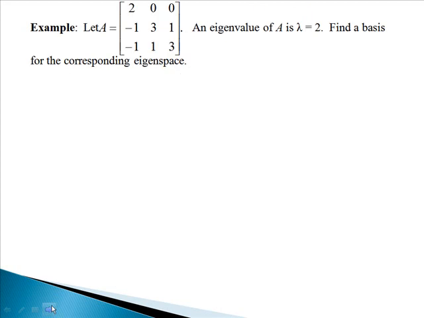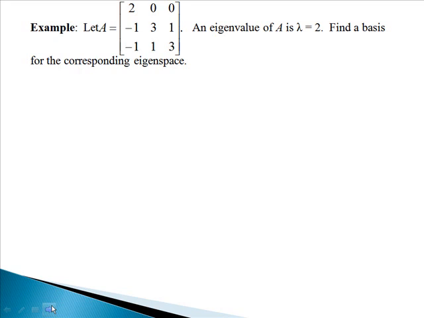In this example, we're going to let A be this matrix here. It's a 3 by 3. And an eigenvalue of A, we're told, is lambda equals 2. So what we want to do is find a basis for the corresponding eigenspace. Remember that the eigenspace is the set of all solutions to our equation, which is the null space of A minus lambda I. So we're trying to find a basis for that eigenspace, which is essentially a basis for a null space.